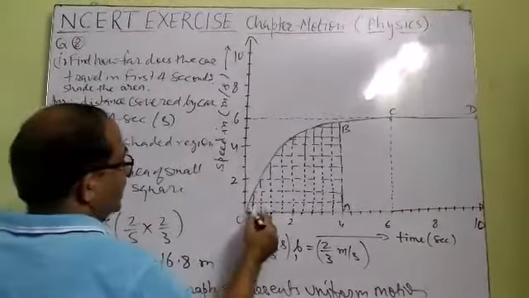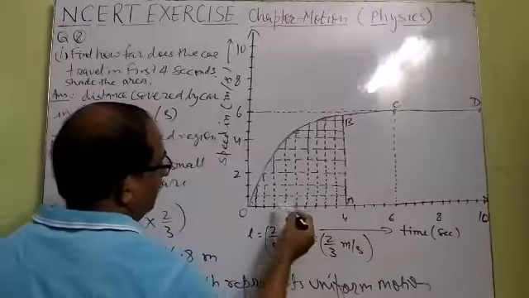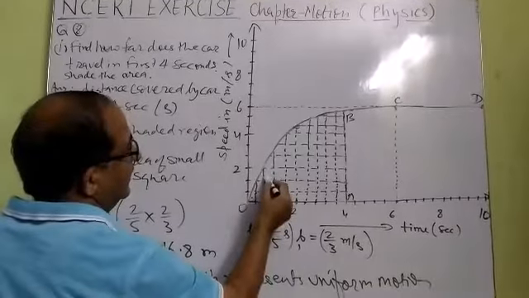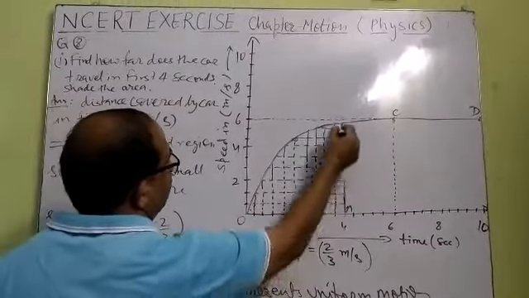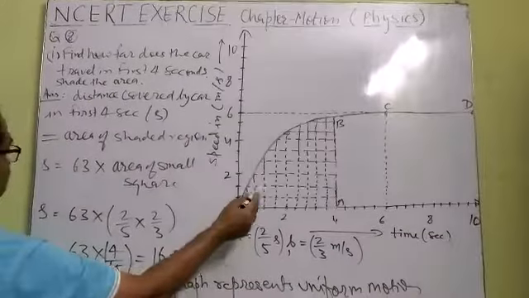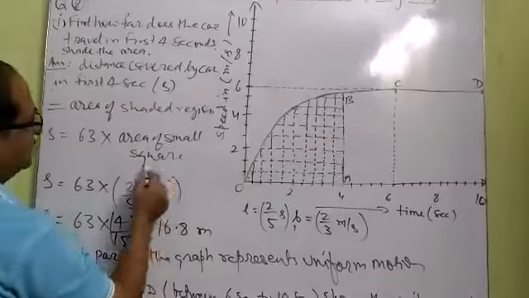In this shaded region there are approximately 63 small squares you can count. A square that is more than half you can consider as full, and less than half you will neglect. In this way, in my graph there are a total of 63 squares. So the total shaded area is equal to 63 multiplied by the area of each small square.